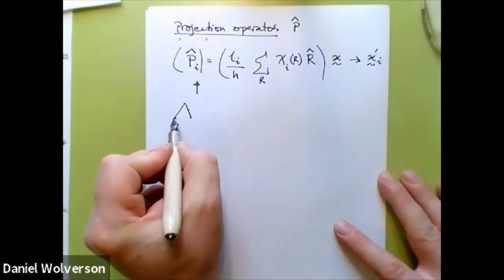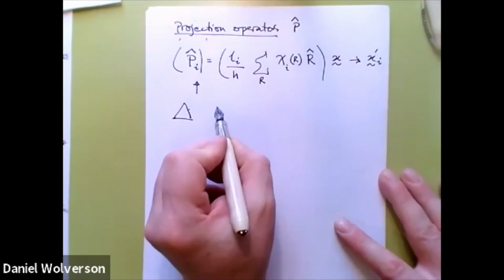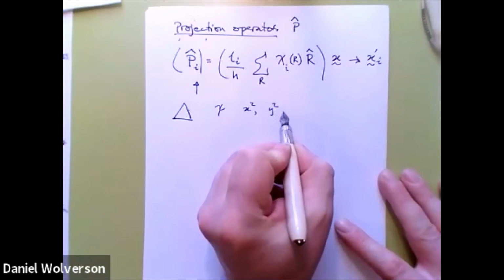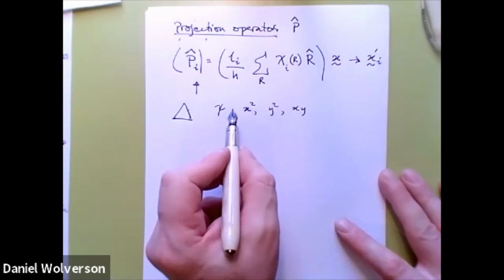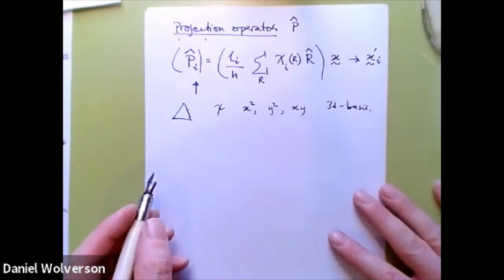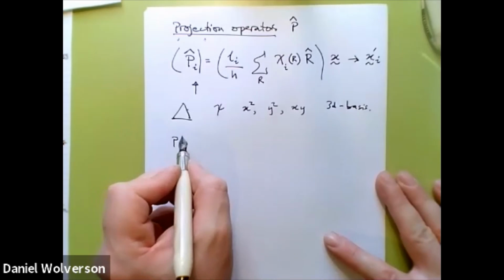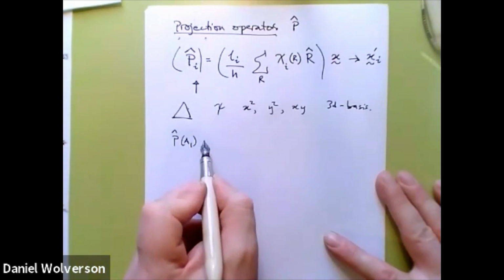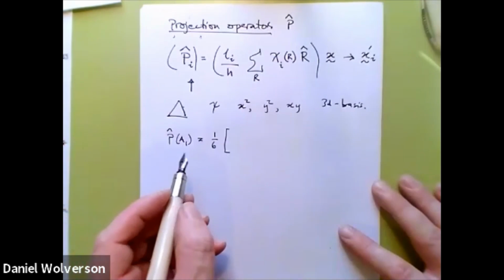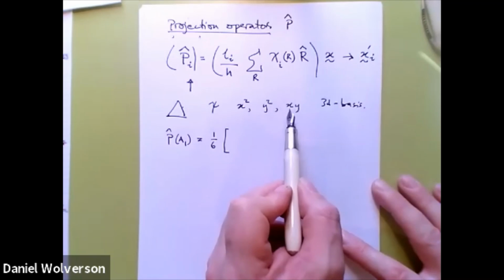So if we take the triangle group, and let's get away from geometrical interpretations for a bit. Let's say that you have a wave function that you want to express as linear combinations of x squared, y squared, xy. So that's a 3D basis. Then our projection operator for A1 would be 1/6 sum of, and then we have to work out the effect of our geometric transforms on x squared and y squared and xy.